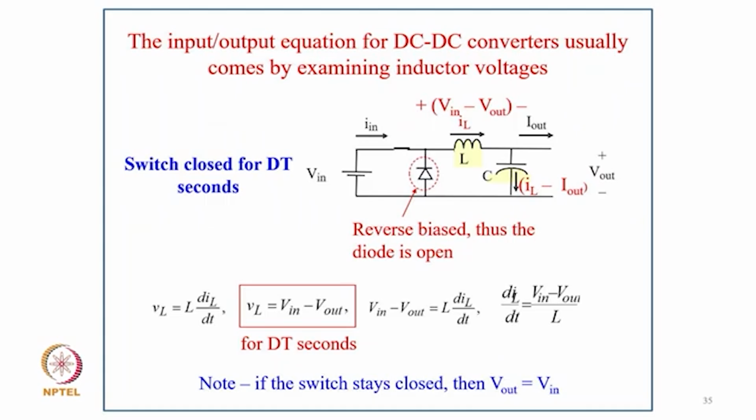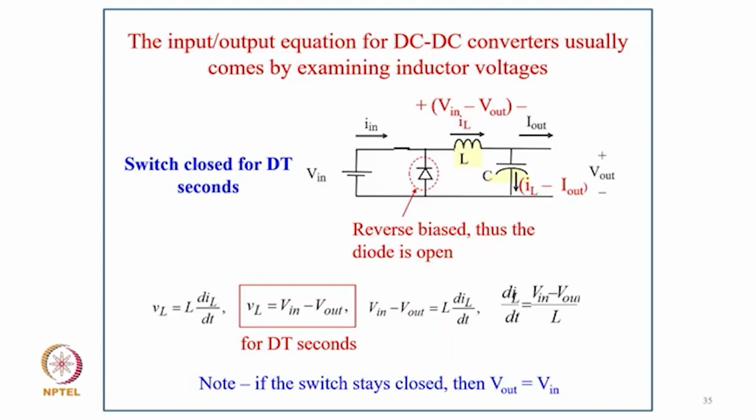Now we can say the input-output equation of a DC-DC converter usually comes by examining the inductor voltage. The inductor voltage you can consider in two modes. The first comes when the switch is on and the diode is reverse biased, so you have an inductor current. The voltage across the inductor is V in minus V out, and of course the capacitor current is IL minus I out. In that case VL equals L dIL upon dt, or VL equals V in minus V out for d times T seconds, where d is the duty cycle and T is the switching period. So V in minus V out equals L dIL by dt, and dIL upon dt equals V in minus V out upon L.